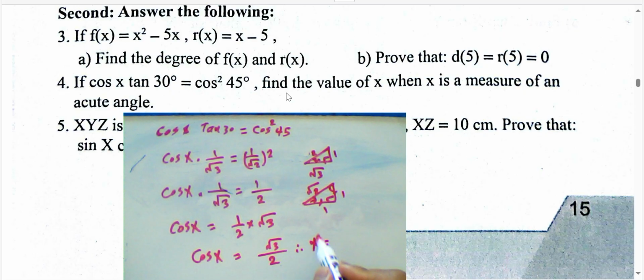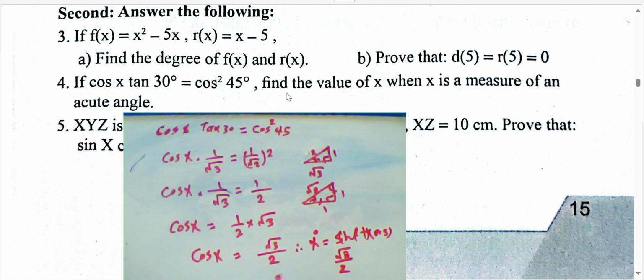Then the measure of angle x, we can write shift cosine of root 3 over 2. Okay, then the value of x is the measure of angle x.